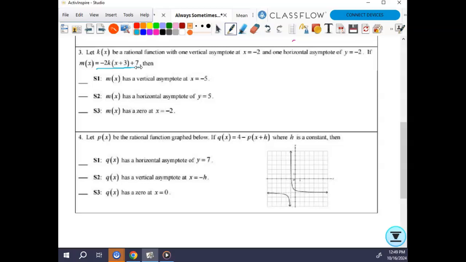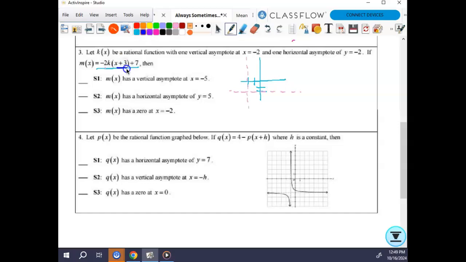So here it tells me that I have a vertical asymptote at x equals -2 and a horizontal asymptote at y equals -2. Okay, so that's what I know for k. And then I understand how transformations work. And I don't care about anything else in the graph right now. The asymptotes give me a lot of information. My vertical asymptote is only affected by any x transformation. And then the horizontal one is affected by the y transformations.